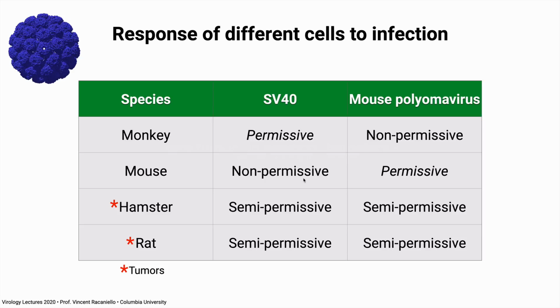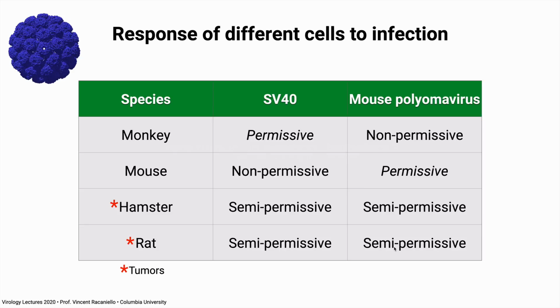If you take a mouse and you infect it with SV40, the cells of the mouse are non-permissive, no tumors, no replication. Mouse polyomavirus in the mouse is permissive. It destroys cells, so no tumors are formed. But the animals where you get tumors are the hamster and the rat. In the hamster, SV40 is semi-permissive, and mouse polyoma is semi-permissive. Same thing in the rat, semi-permissive, semi-permissive, and that's the key.